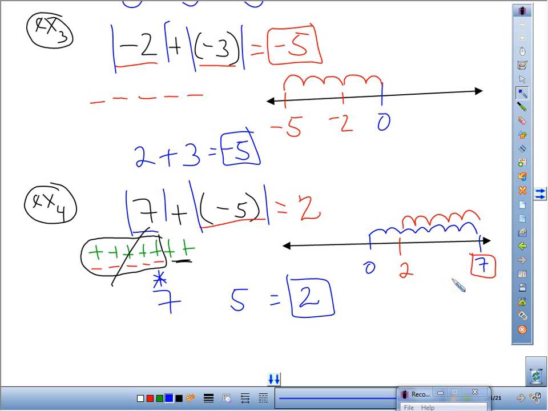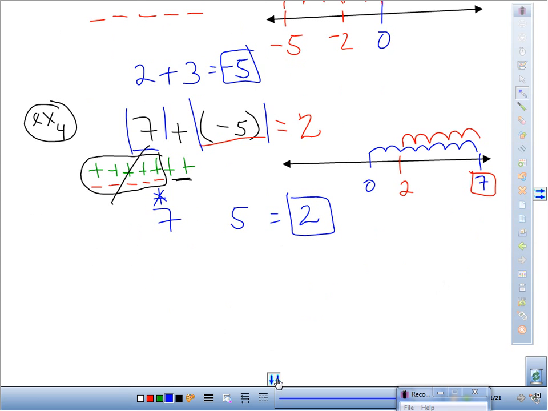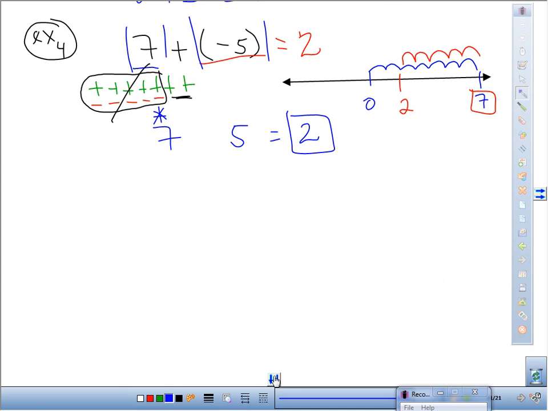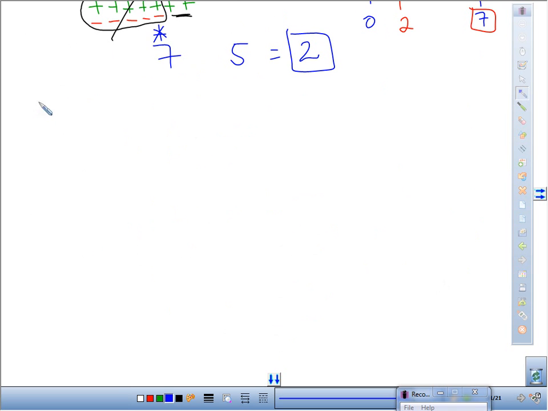Piece of cake? You got this? Yeah? Okay, you do this next one by yourself, and then at the end I'll choose somebody to help me do it on the overhead.